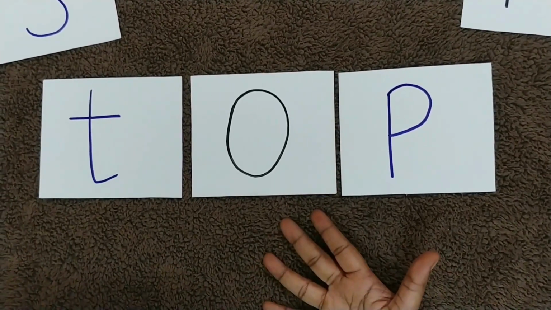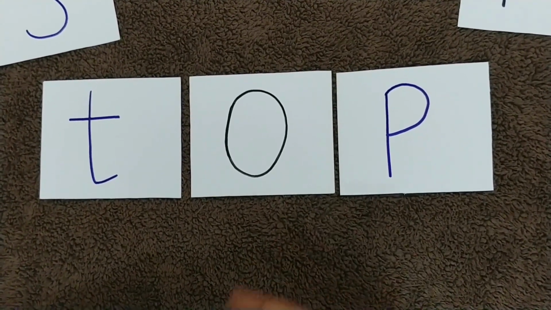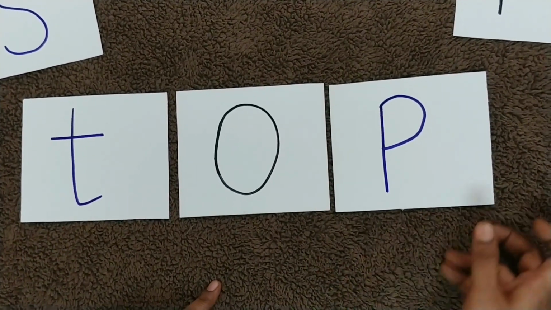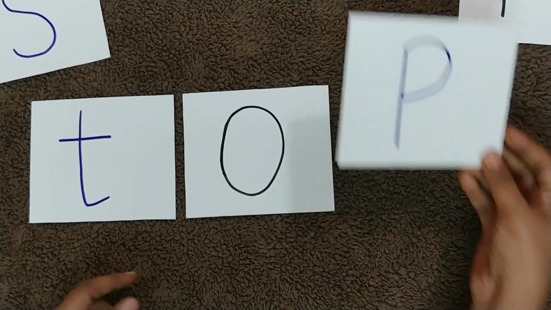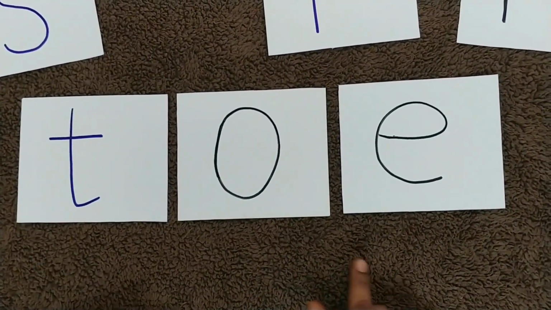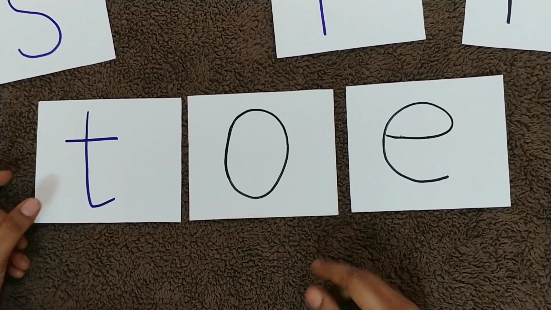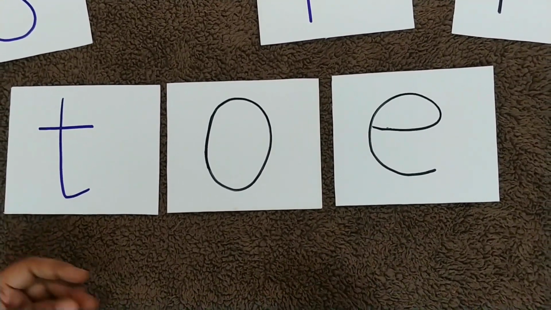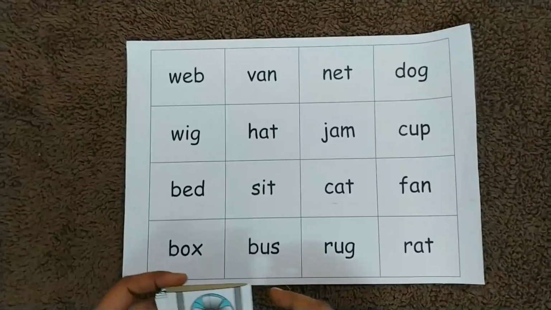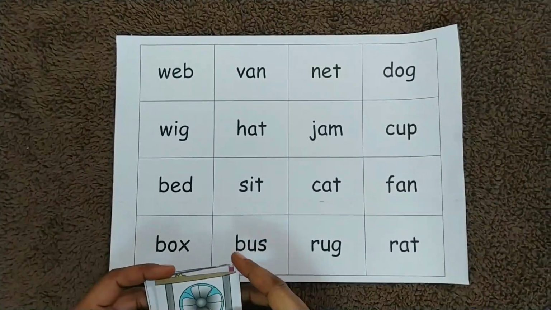Now continue doing the activity like that, and the child will get very much familiarized with it. So this is stop, and then I can change a letter here. It's top. So likewise you can continue doing this activity, so that the child will get very much familiarized with blending.